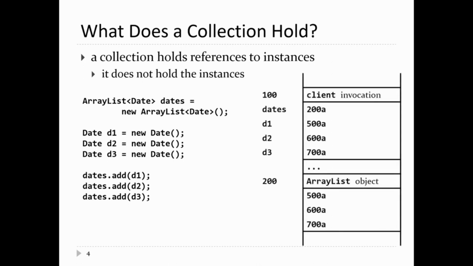So for example, there's our list dates, which is the object at address 200. Our dates d1, d2, and d3 are references to objects at addresses 500, 600, and 700. They're not shown on the slide because they don't fit. But inside the list, you also see 3 references, references to the 3 dates, but not the date objects themselves. This is true in Python as well. In Python, everything's references, so when you have a list, it's a list of references.